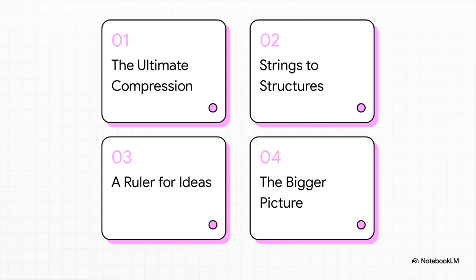First, we're going to start with this really elegant concept called ultimate compression. Then we'll see how that idea is getting stretched from simple data, like text files, to entire abstract structures. After that, we'll really look at what this ruler for ideas is actually measuring. And finally, we'll zoom out and see how this all connects to some of the biggest questions in science today.